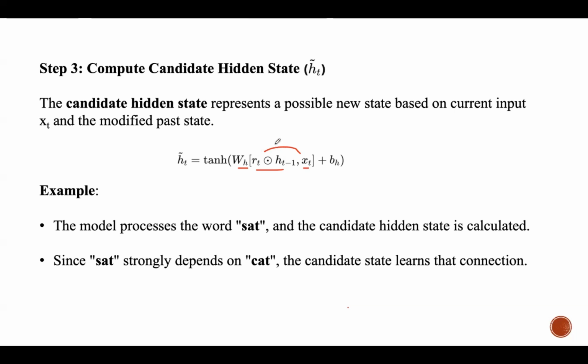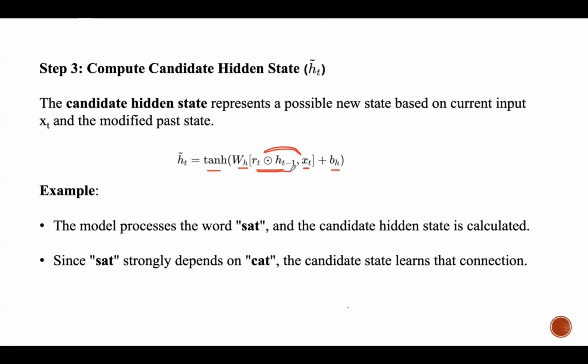So this represents concatenation, and this Wh transforms the concatenation. It's a weight matrix. Then we have this bh bias term, and tanh is an activation function which squashes the output to a range between -1 and 1, which ensures nonlinearity and stability in the updates. So this equation computes a candidate for the next hidden state based on the current input and a controlled amount of past hidden state.